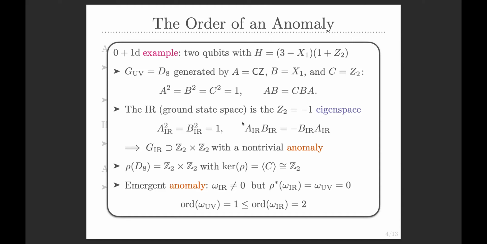Something else that this highlights, which is nice, is this anomaly inequality, the order anomaly inequality I showed earlier. In the UV, there's no anomaly. Okay, it's anomaly free, so that means its order is 1. And in the IR, the order is 2. So it satisfies the inequality.